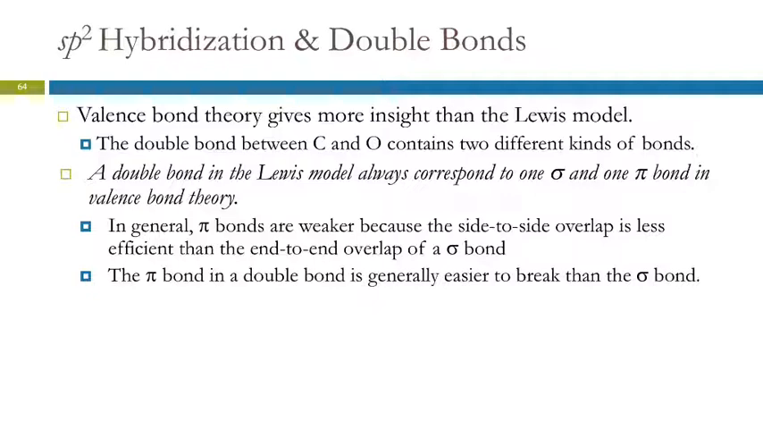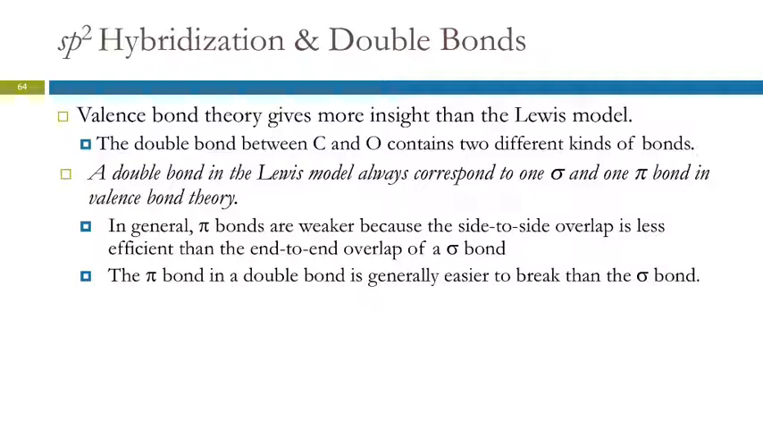In valence bond theory, we see that the double bond between carbon and oxygen is actually two different kinds of bonds, whereas in the Lewis model, it looks like it's two identical bonds. Whenever we see a double bond in the Lewis model, it's always a sigma and a pi bond in valence bond theory.